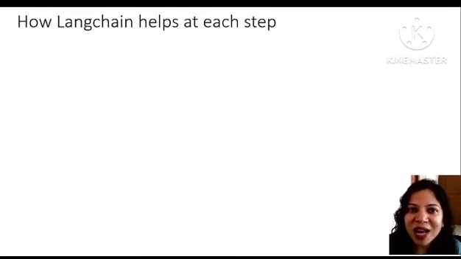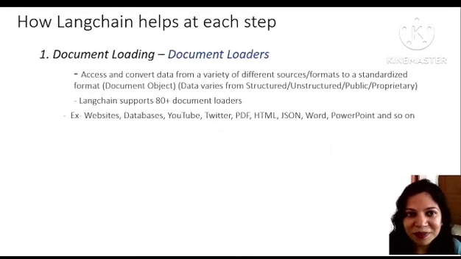Now let's see how Langchain helps at each step. So we saw all the steps. Let's see which module of Langchain helps at each step of the process. The first part that we saw was the document loading. So the document loaders from Langchain help in document loading. They can help to access and convert the data from a variety of different sources or formats to a standardized format, which is the document object.